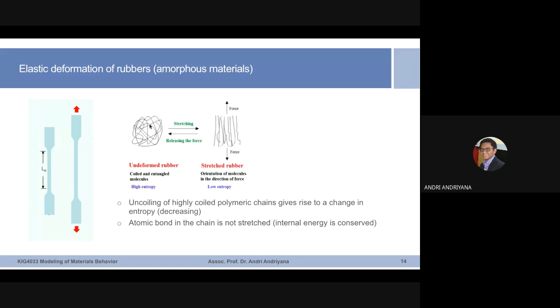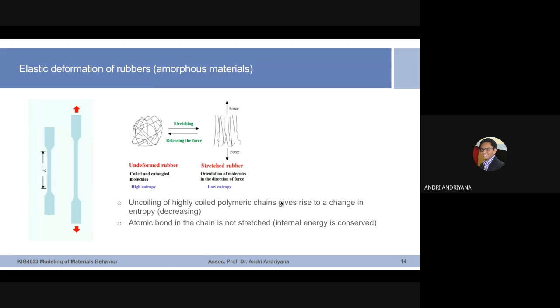So what happens during elastic deformation is that you simply change the conformation, the shape of the chain. So from a highly coiled, irregular structure, it becomes highly aligned in certain directions. Okay, so you simply change the shape of the polymeric chain. So elastic deformation corresponds to uncoiling of highly coiled polymeric chains, which gives rise to the change in entropy.